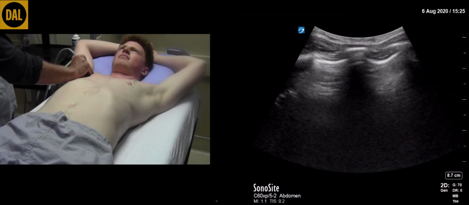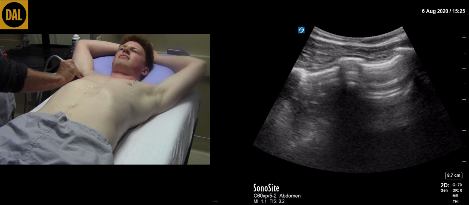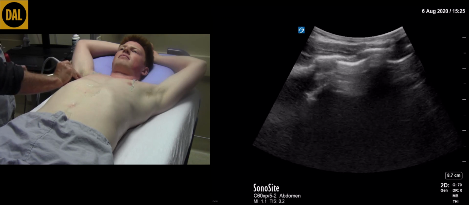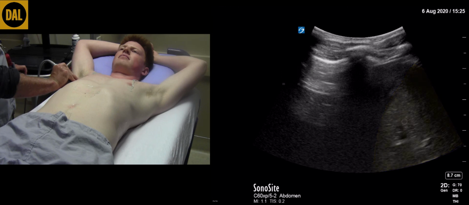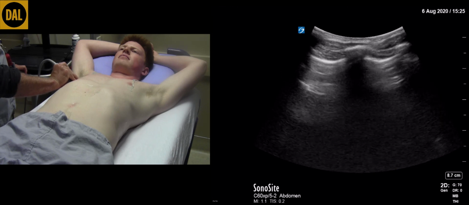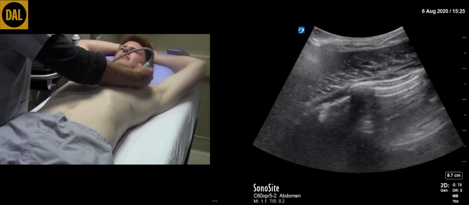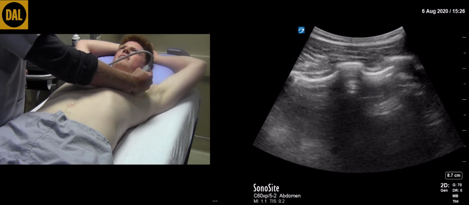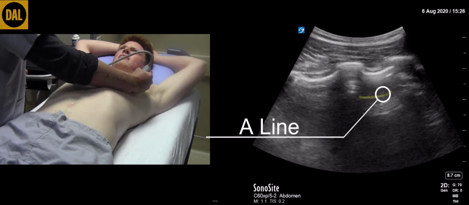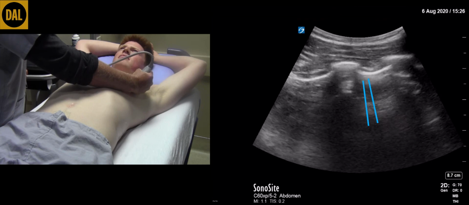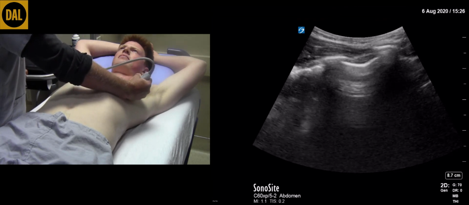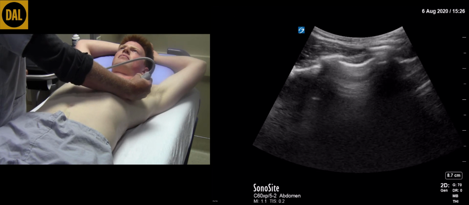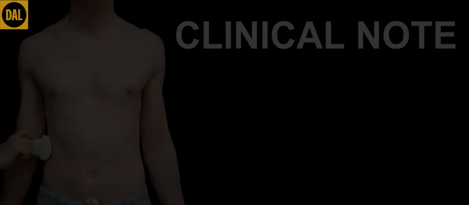Continue to observe for pleural sliding in each rib space as you slide the transducer caudally and laterally until the liver is reached. Then move the transducer to the patient's left and repeat this process. In this video, note the presence of normal A-line and comet tail artifacts. And this completes the eFAST scan.